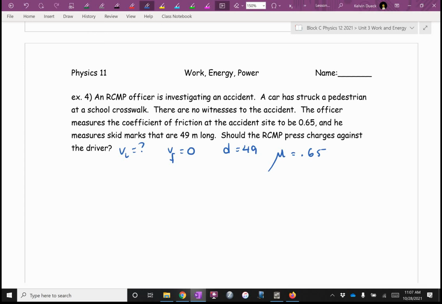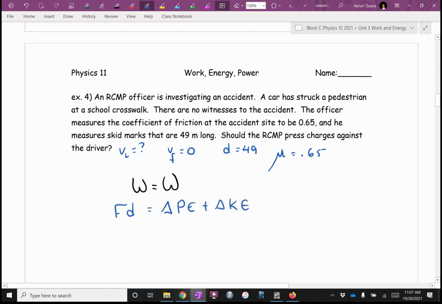But I'm going to show you a slightly different way to do this. We're going to do this in terms of energies and work. I'm going to start out by writing out work equals work, which may be the most obvious equation I've given you all year. Well, duh. But now we have two different ways to write work. We can write it as force times distance, and we can write it as change in potential plus change in kinetic.